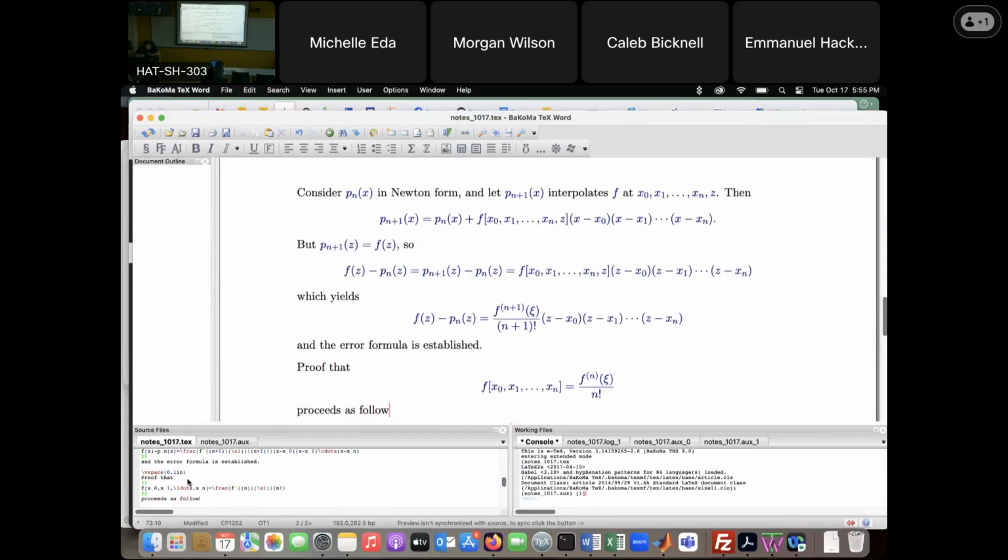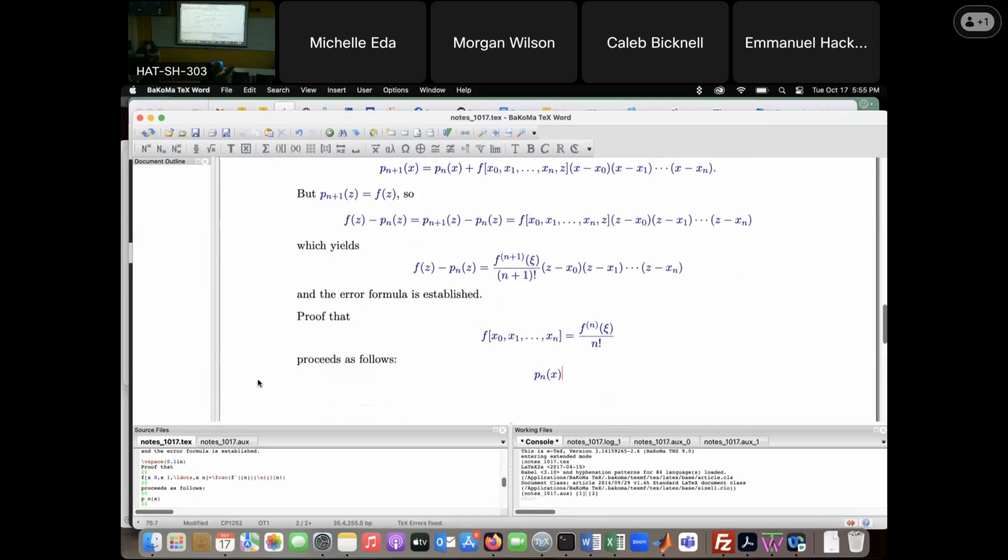And again, it relies on a Newton form. So I have Pn of x in Newton form is equal to the sum of divided differences, and we have a product from 0 to j minus 1 of x minus xi.